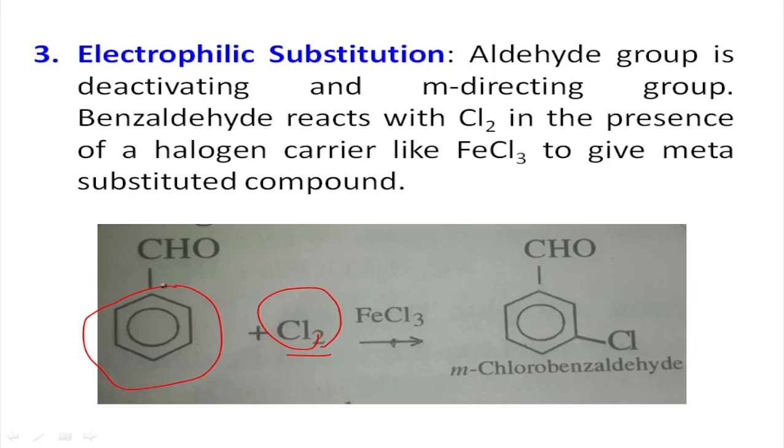Meta position means positions 1, 2, 3, 4, 5: the 3 and 5 positions. So Cl2 will first go to the 3 position and give meta-chlorobenzaldehyde. Suppose there is excess Cl2; then Cl will go to another meta position. So we have 3 and 5, giving 3,5-dichlorobenzaldehyde.